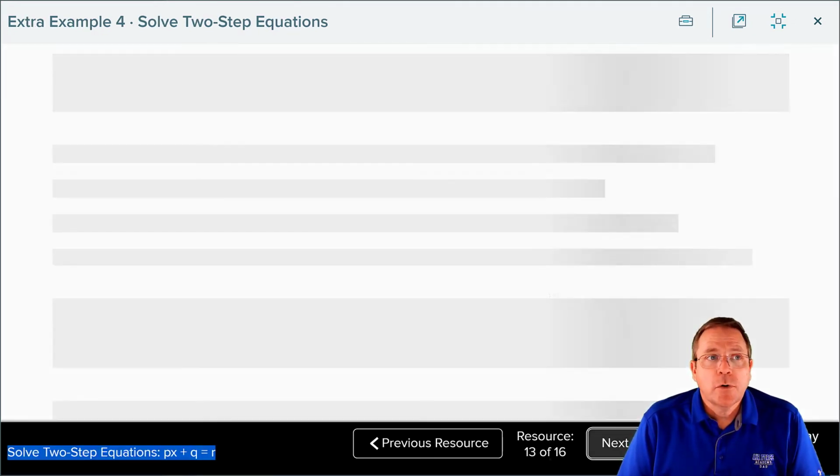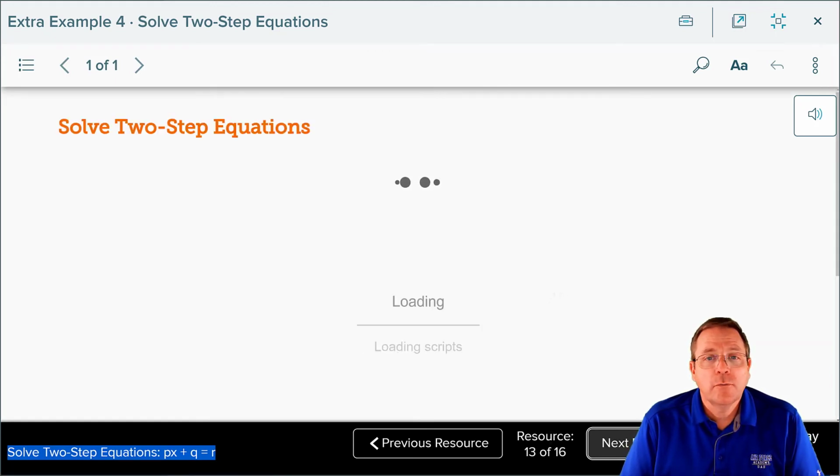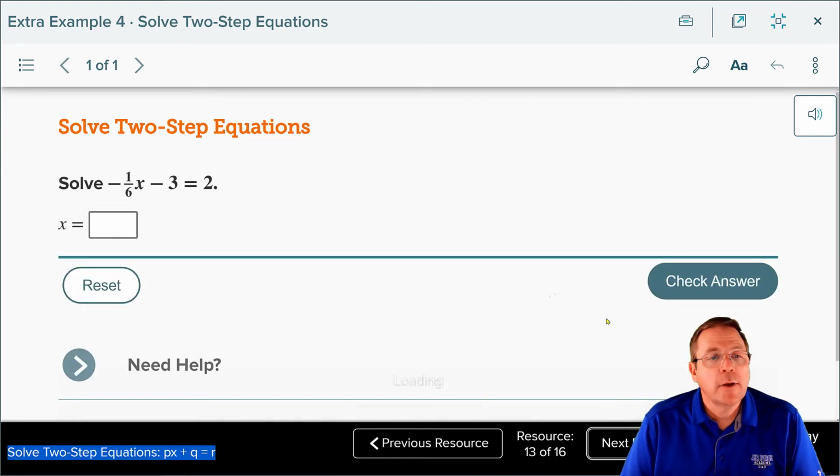Now it's going to be your turn to work extra example 2. I want you to pause the video and work this problem on your own, and there it is. Do it.